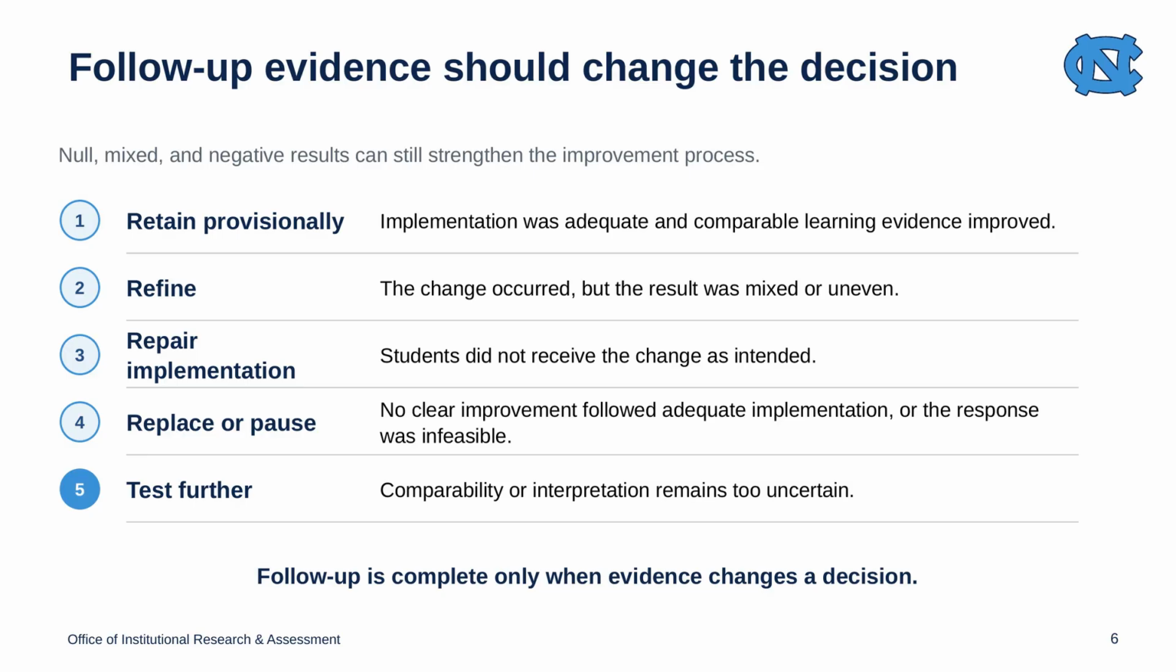Follow-up evidence should change the next decision. Retain provisionally when implementation was adequate and comparable learning evidence improved. Refine when results were mixed or uneven. Repair implementation when students did not receive the response as intended. Replace or pause when adequate implementation was followed by no clear improvement, or when the response was infeasible or created serious trade-offs. Test further when comparability or interpretation remains too uncertain.